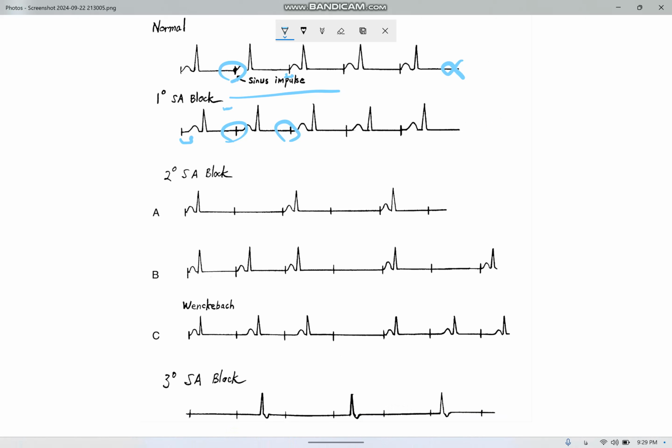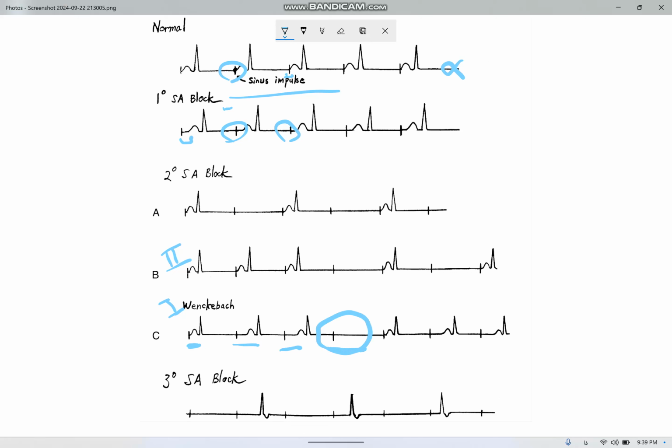When we have second degree SA block, it can be Mobitz type 1, also known as Wenckebach, or Mobitz type 2. In Wenckebach, the interval between sinus impulses and P waves is gradually increased until a P wave fails to generate. Of course, sinus impulses are present even when there is no P wave, but we only see a skipped beat.